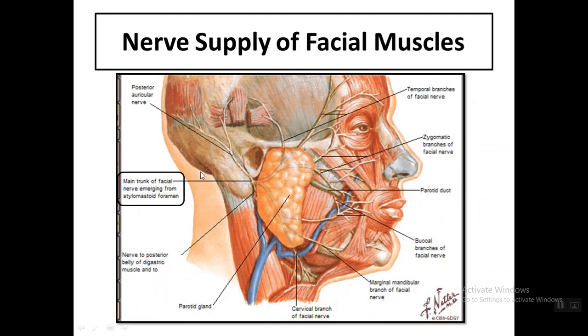We see here this is the nerve supply of the facial muscles, meaning motor supply to the facial muscles through branches of the facial nerve. This facial nerve passes through this gland, which is called the parotid gland, and then it will send its branches. These are the branches of the facial nerve to supply the muscles of the face.